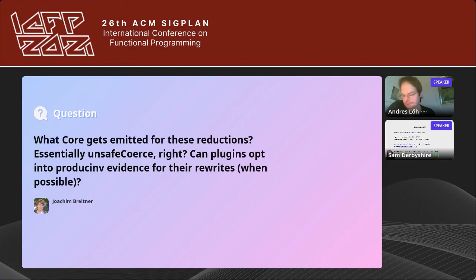So this is the same as normal type checking plugins. You can pass any coercion you want, really. But the thing that pretty much all plugins do is just use a universal coercion with plugin provenance, which, as Joachim says, is basically unsafeCoerce. So the answer to being able to opt in is essentially yes.